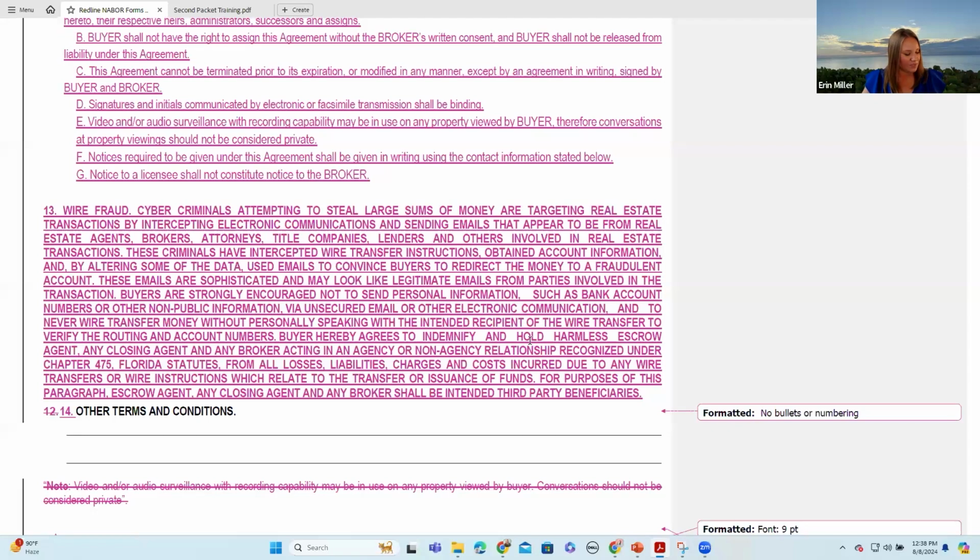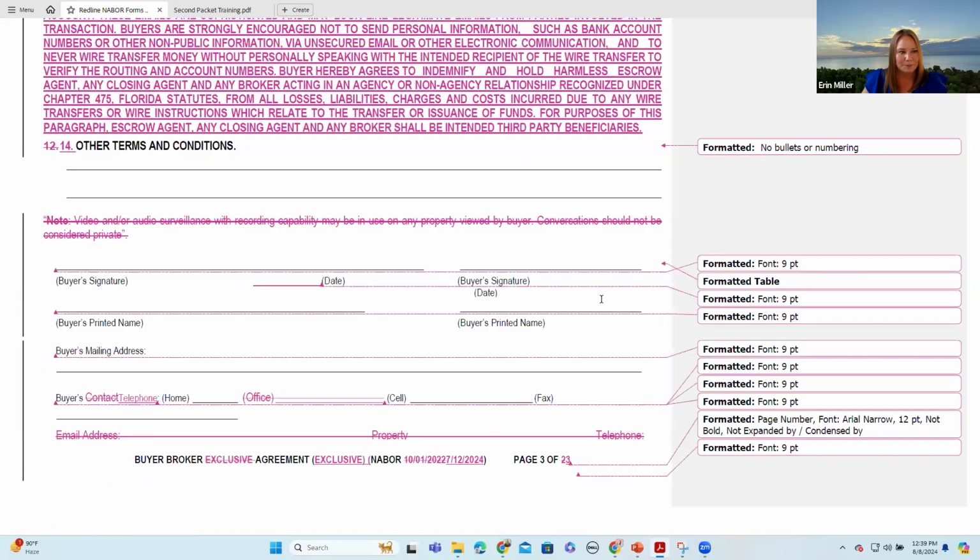Paragraph 14 gives you the opportunity to insert other terms and conditions. Again, in conjunction with consultation of your broker and counsel, you can put language in here if you'd like some additional provisions. But again, because your broker is going to be responsible for this, make sure that you include this in other terms and conditions with the blessing of your broker.